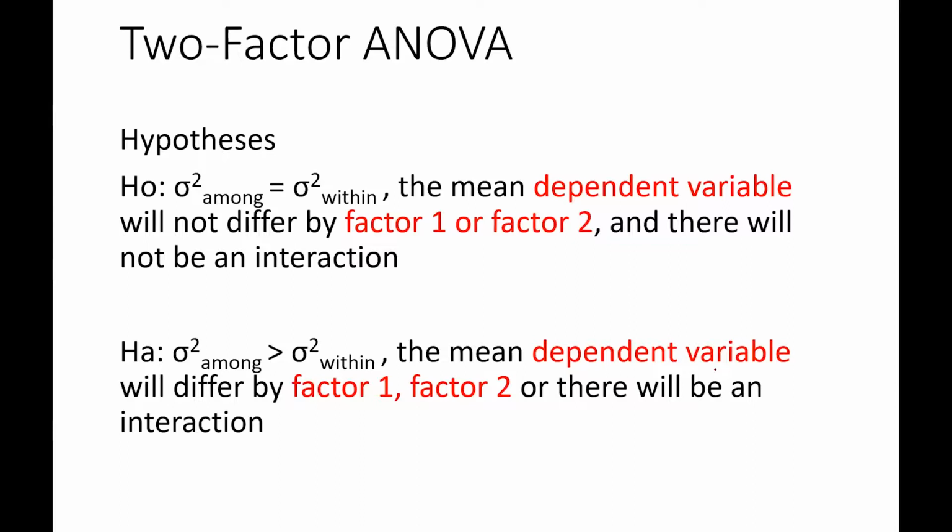Your hypotheses, again, are the same for the 1-factor ANOVA. Your null is that the variance among or between is less than or equal to the variance within. And this just tells you the mean dependent variable will not differ by factor 1 or factor 2, and there is no interaction.